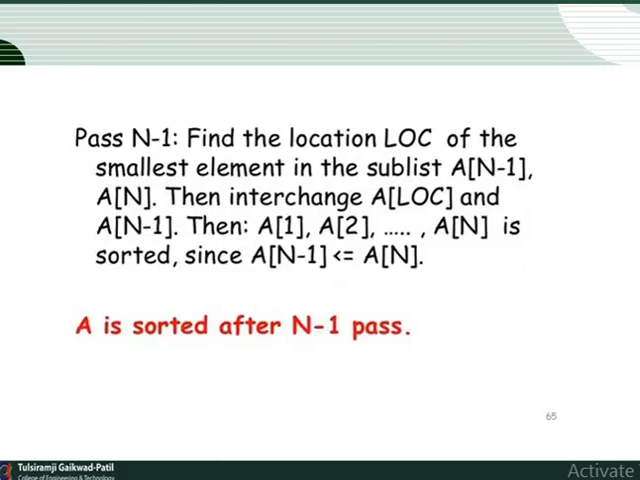We have to do this until n number of elements. Find the location of the smallest element in the sublist A[n-1] and A[n]. Then interchange that location and A[n-1]. Then A1, A2 up to An is sorted, since A[n-1] is less than or equal to A[n]. Ultimately, you get the complete sorted list after n minus 1 passes.